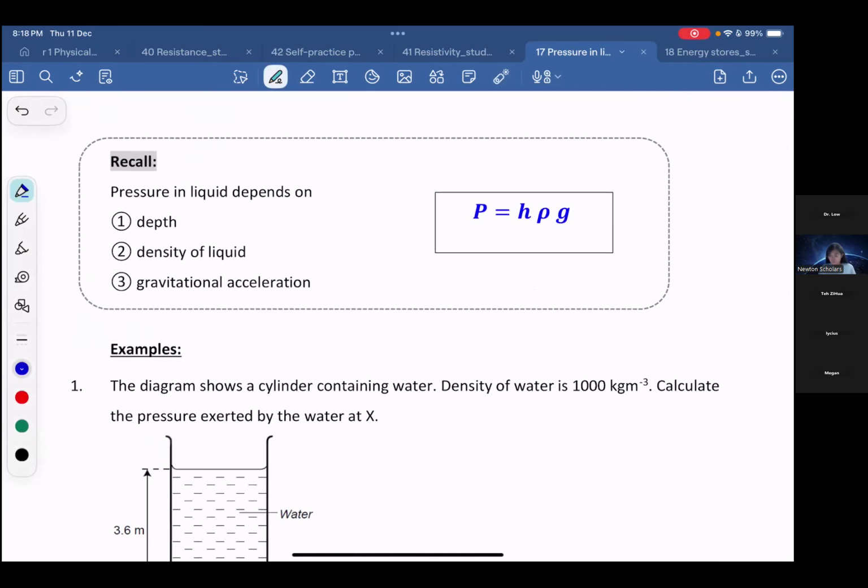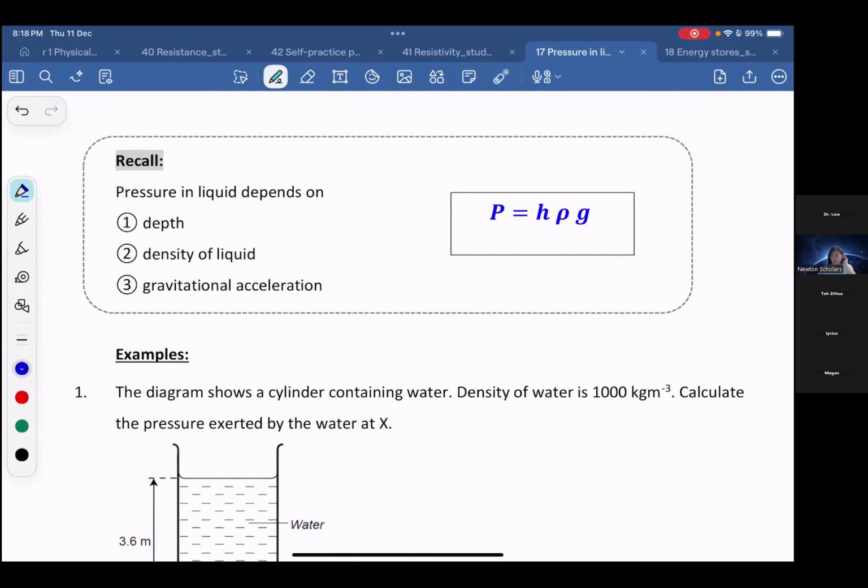Okay, page number 4. Pressure in liquids depends on your depth, your density, and gravitational acceleration. But gravitational acceleration is already fixed. As long as we are on Earth, it will be 9.8 Newton per kg. It's a fixed value. Then it depends on what density, what liquid. Density will change, and then it depends on how deep you go.